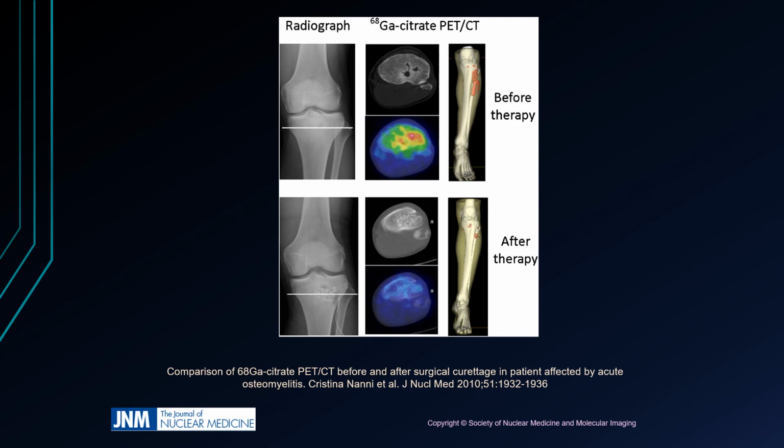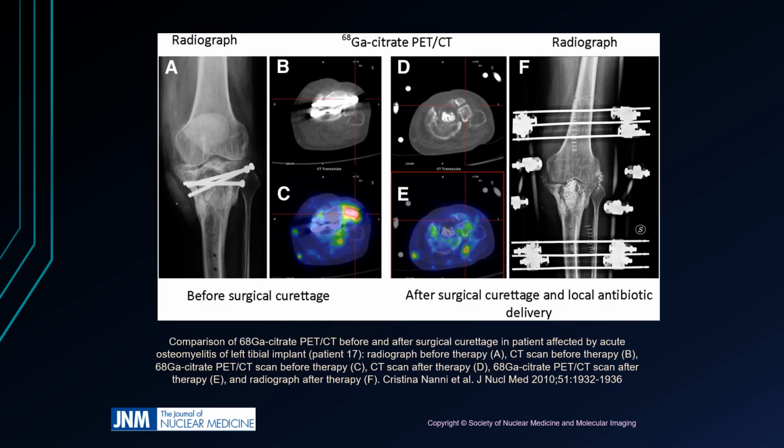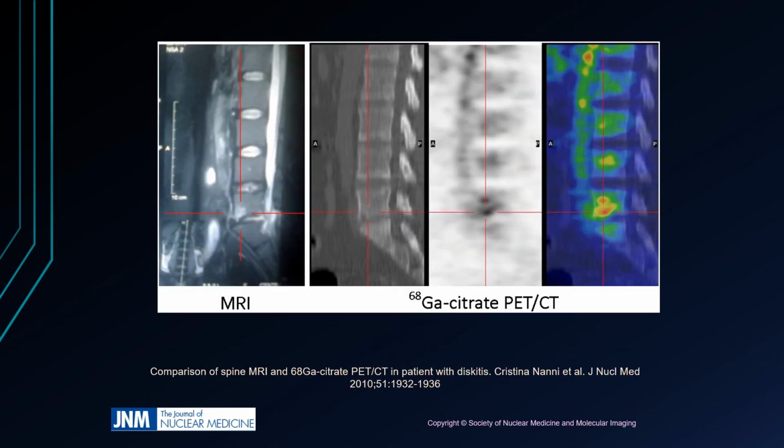Gallium citrate has been used a lot on the SPECT side. Here we use gallium 68 citrate to increase sensitivity as well as resolution. And again, you can use it to diagnose as well as follow therapy for osteomyelitis. This is another case of gallium citrate being used, this time with hardware. You can see uptake before and after curettage showing the osteomyelitis has resolved. And likewise, a patient who's had an MRI with spinal osteomyelitis can be diagnosed with gallium citrate.